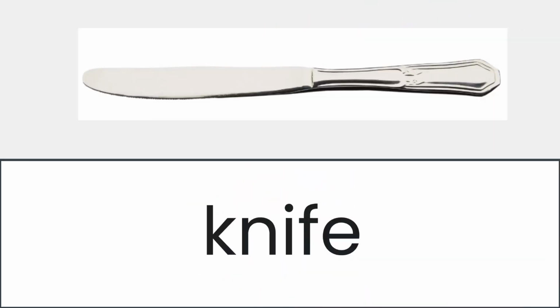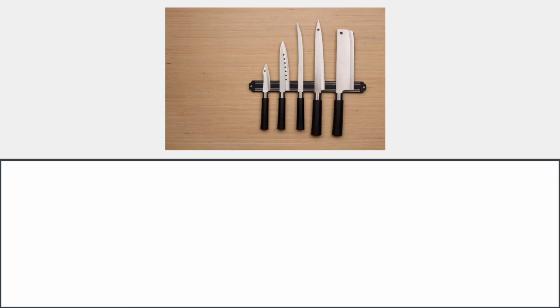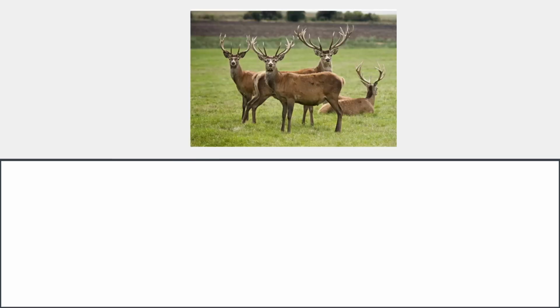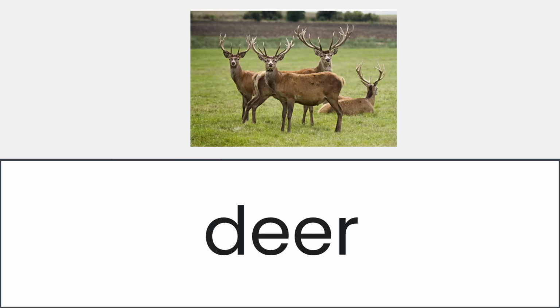All right, the singular is knife. I want to change it to the plural form knives. If you change the F to a VES, you are correct. This is one single deer. If I have more than one, it is a zero plural and it stays the exact same.